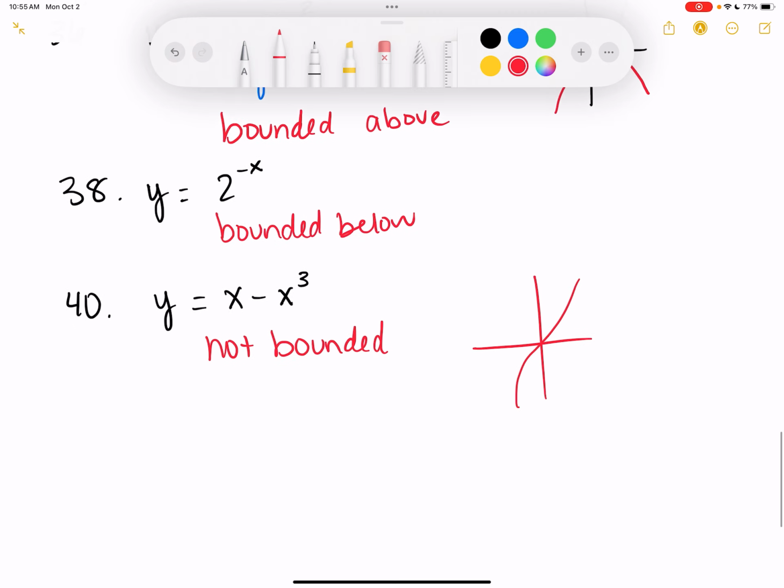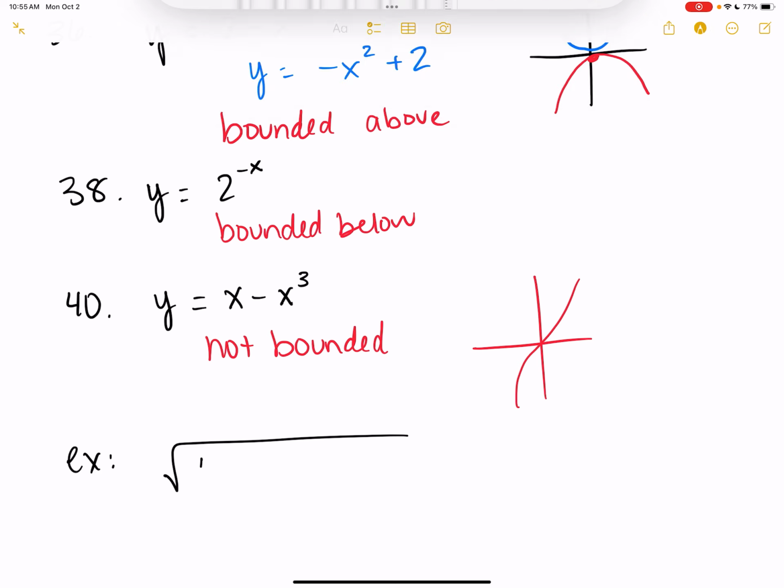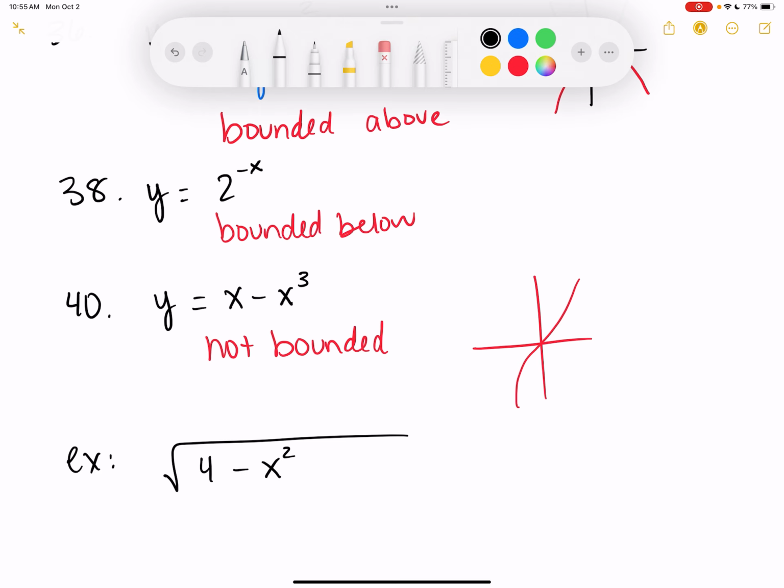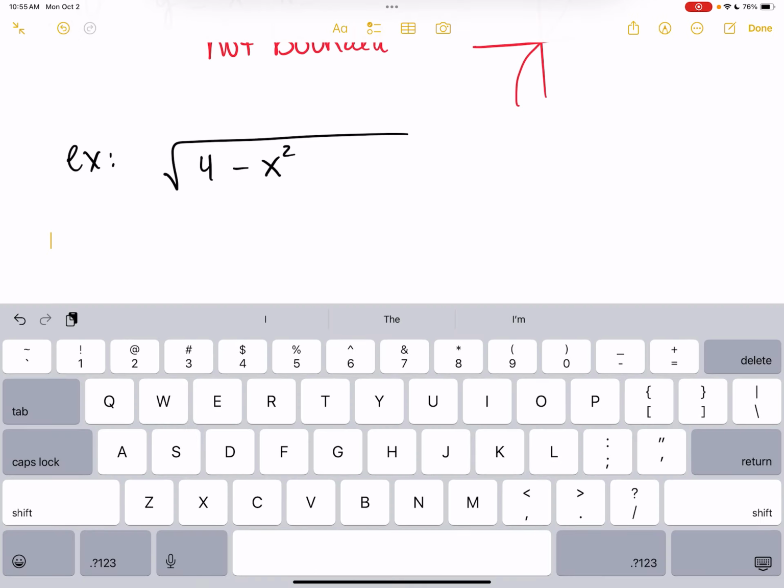And then just one more that I want to show you, because they don't have another example like this in the book: one that's bounded in general on its domain. Let's do the square root of 4 minus x squared. So we know what the square root function looks like, right? But with that negative on it and the x being squared in there, we should probably graph it just to make sure we know what's happening.